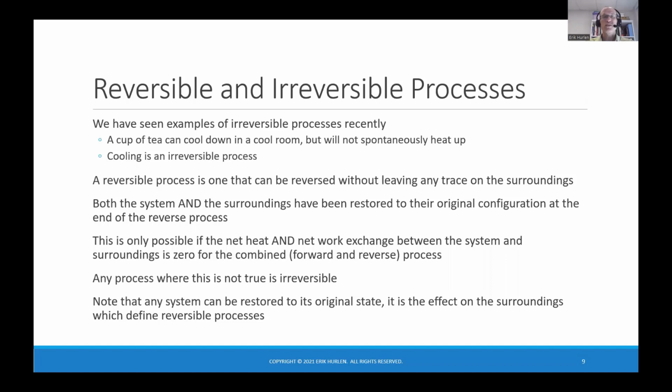The only way this is possible is if the net heat and the net work for the process are both zero. This is for the entire cycle, or the combined forward and reverse processes. Any situation where this is not the case will by definition be irreversible. It is possible to return any system to its original state. It is whether or not heat or work need to be added which determines whether this is reversible or irreversible.